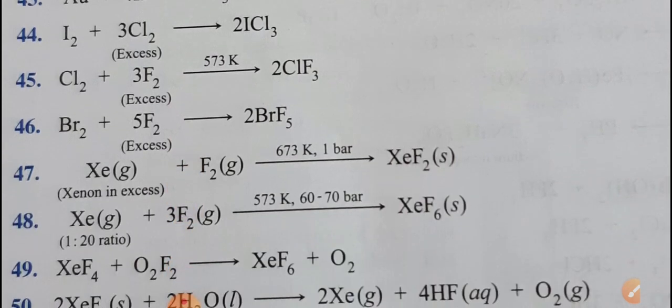Equation number 44, you can see iodine is reacting with excess of chlorine to form ICl3, and when chlorine reacts with excess of F2, then you will be getting ClF3. Br2 plus 5F2 excess gives you 2BrF5. So students, these are all interhalogen compounds where two halogens are combining to form a compound, and you know that interhalogen compounds have weaker bonds, that is why they are more reactive than the normal halogens.